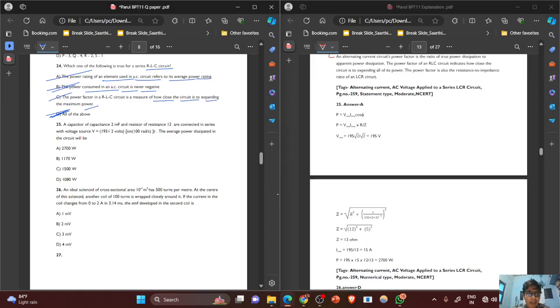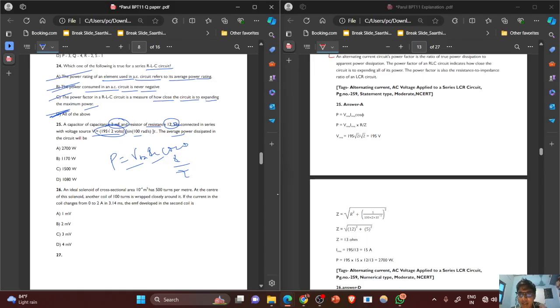A capacitor of capacitance is given. Resistance of 12 ohms should be there. Connected in series with a voltage; V naught is given, omega is given. Average power, it's again a simple question. You know power is equal to V RMS, I RMS cos phi. Cos phi is simply R by Z. You know V RMS, but you need to calculate I RMS first. Cos phi you can easily calculate as R by Z, as you can see in the solution.